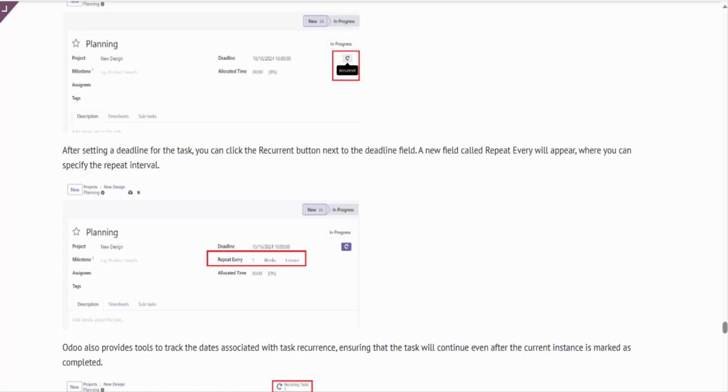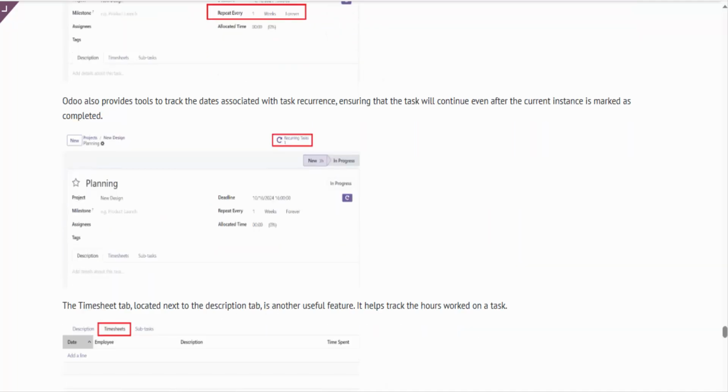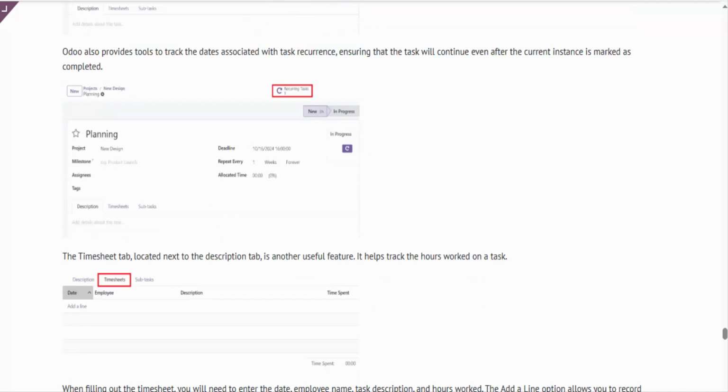After setting a deadline for the task, you can click the recurrent button next to the deadline field. A new field called Repeat Every will appear, where you can specify the repeat interval. Odoo also provides tools to track the dates associated with task recurrence, ensuring that the task will continue even after the current instance is marked as completed.